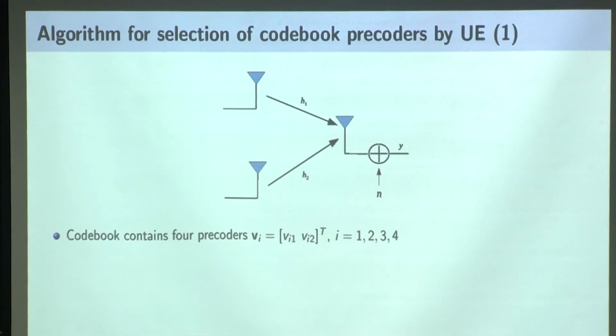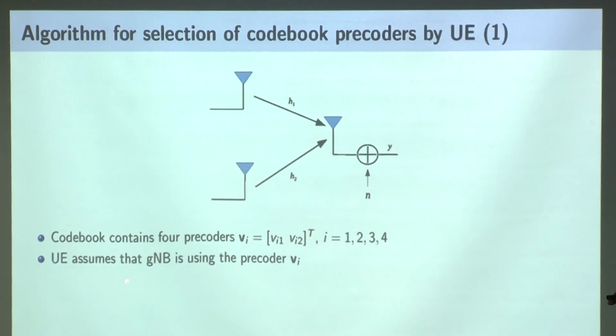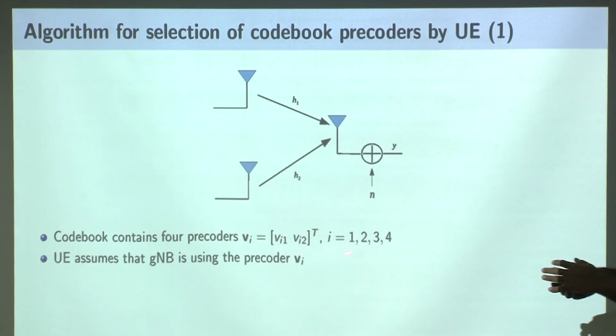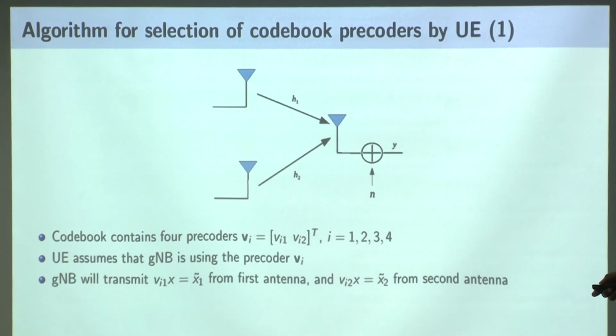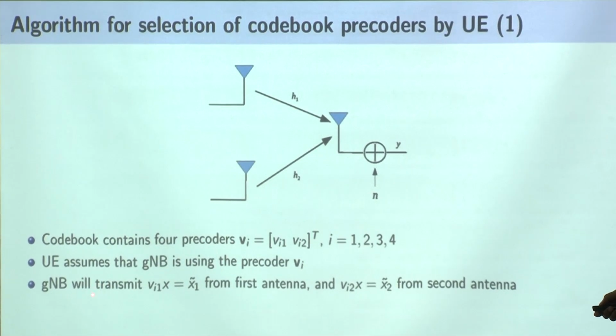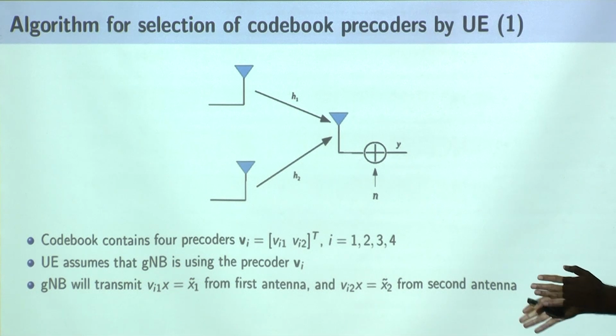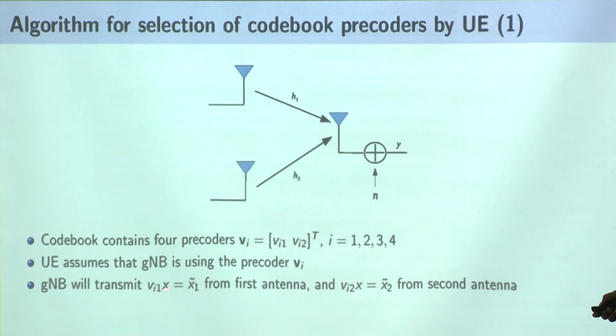So what does the UE assume? The UE assumes that the gNodeB is using one of these precoder entries. If Vi is the precoder, what will be transmitted from the first antenna? Because rank is 1, only one symbol X is transmitted, and it is precoded using one of these precoders. So Vi1 X is transmitted from the first antenna and Vi2 X from the second antenna.